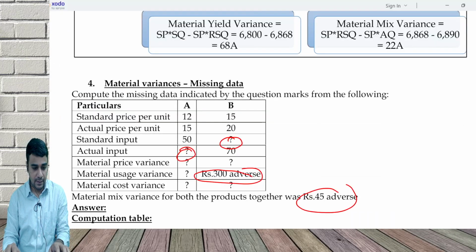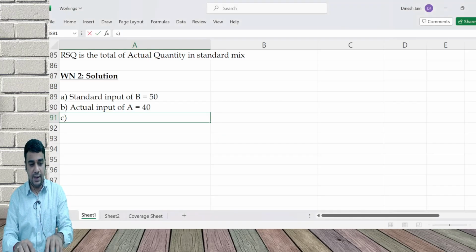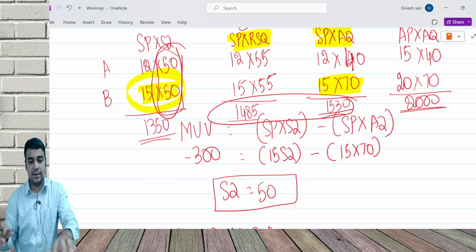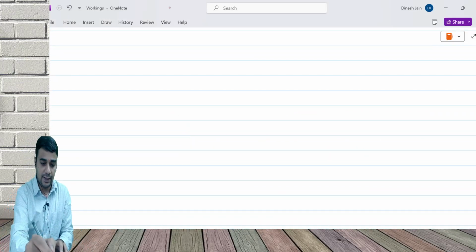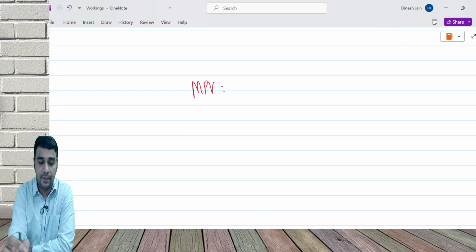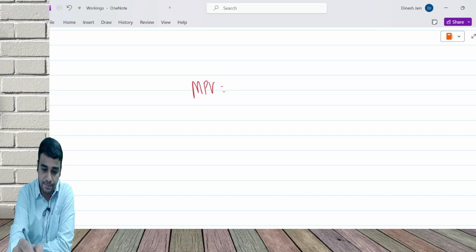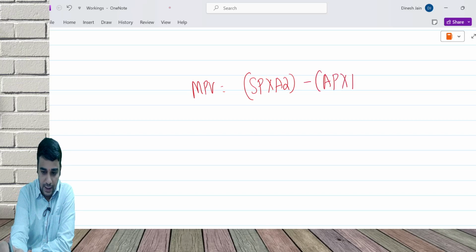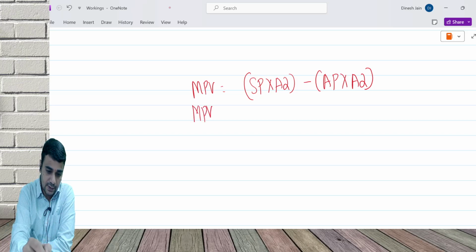Point number C, material price variance. Listen, you will have to write it like this. They've asked it separately. So write material price variance is equal to, first write the formula. Material price variance is equal to, what's the formula? SP into AQ minus AP into AQ. Then material price variance A, material price variance B.